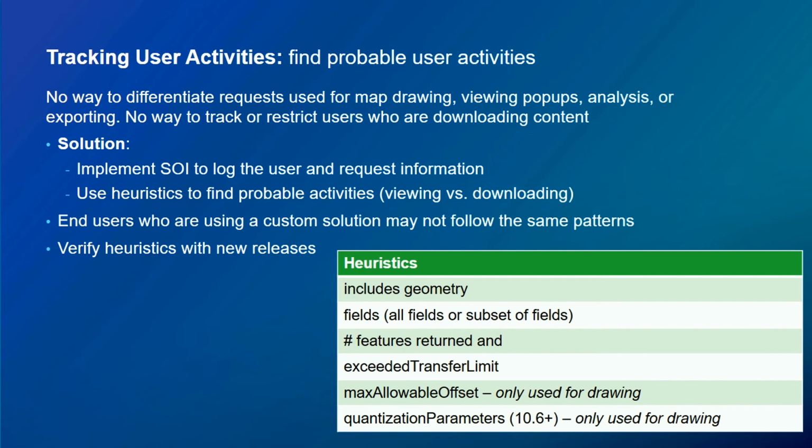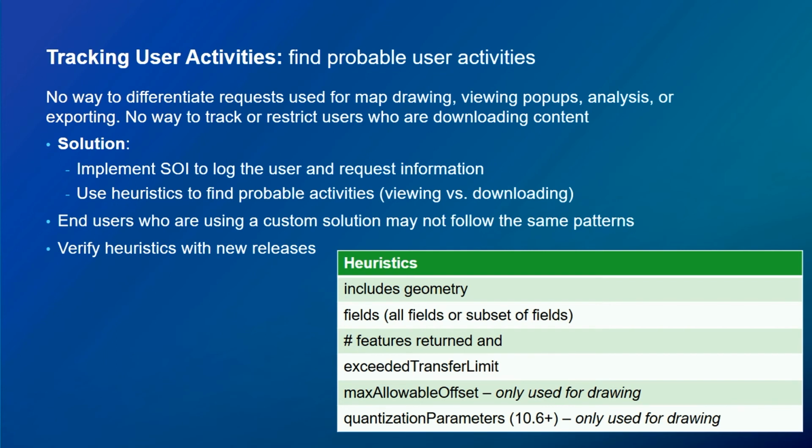There are some caveats with this approach. Obviously, anyone who has a custom solution can write whatever they want. So if they are writing some scripts to scrape your data, there's not much a heuristic will help you with there. And of course, the heuristics should be validated with new releases because these are not published official heuristics for determining what users are doing with your data. But it was a very interesting use case, and so we wanted to share that with you.